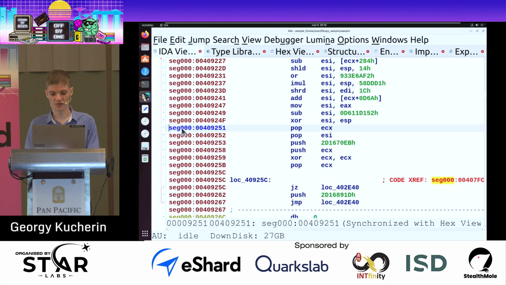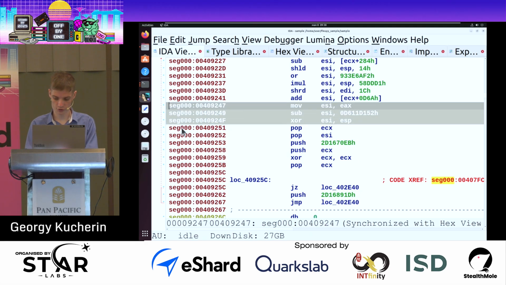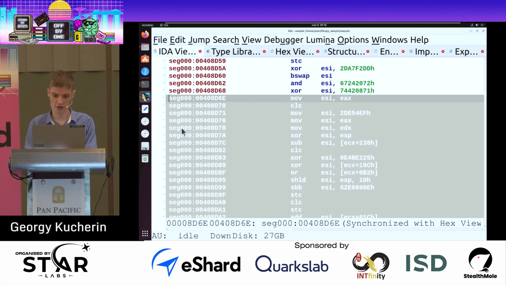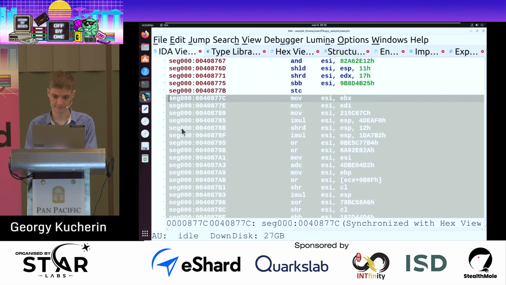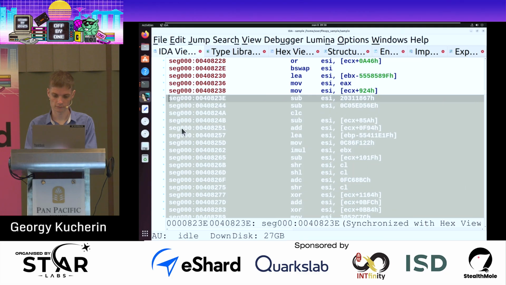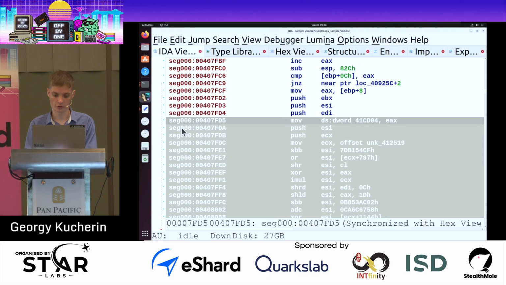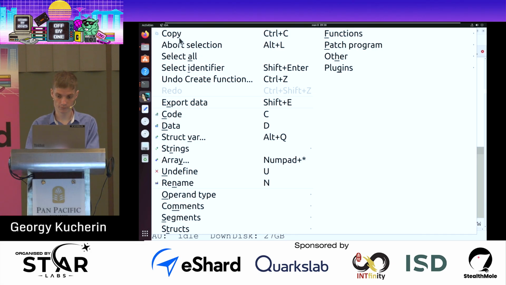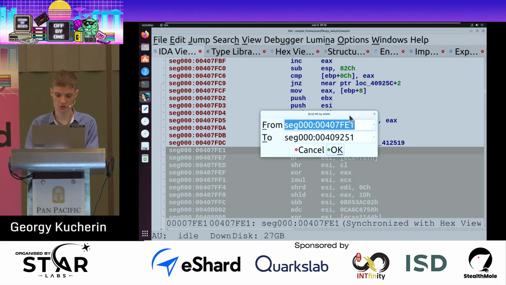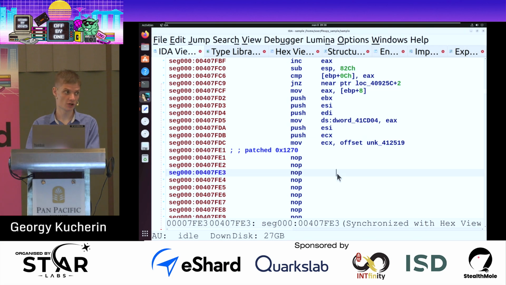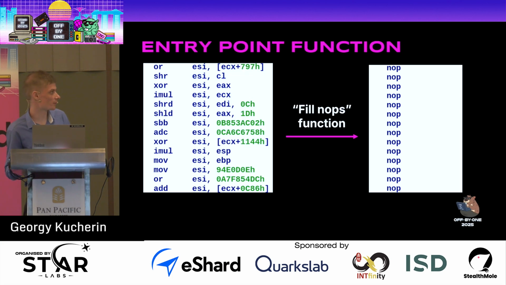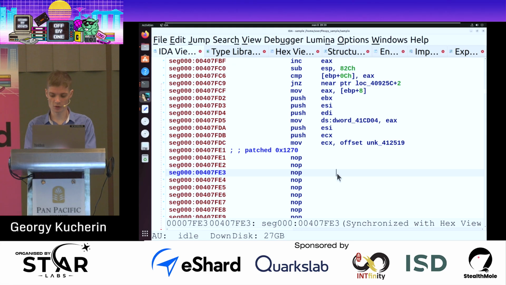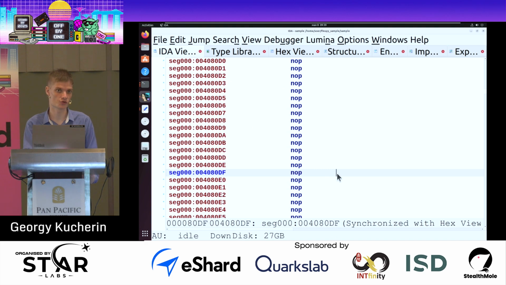This can be done easily with HRTNG. We select the junk instructions, scroll up until the very start, and the junk instructions start with the SBB instruction. Then we press Edit, Patch Program, Fill NOPs. We press OK here, and we see the junk instructions have been replaced with NOPs. Now let's continue and see what happens after the function executes all those junk instructions.